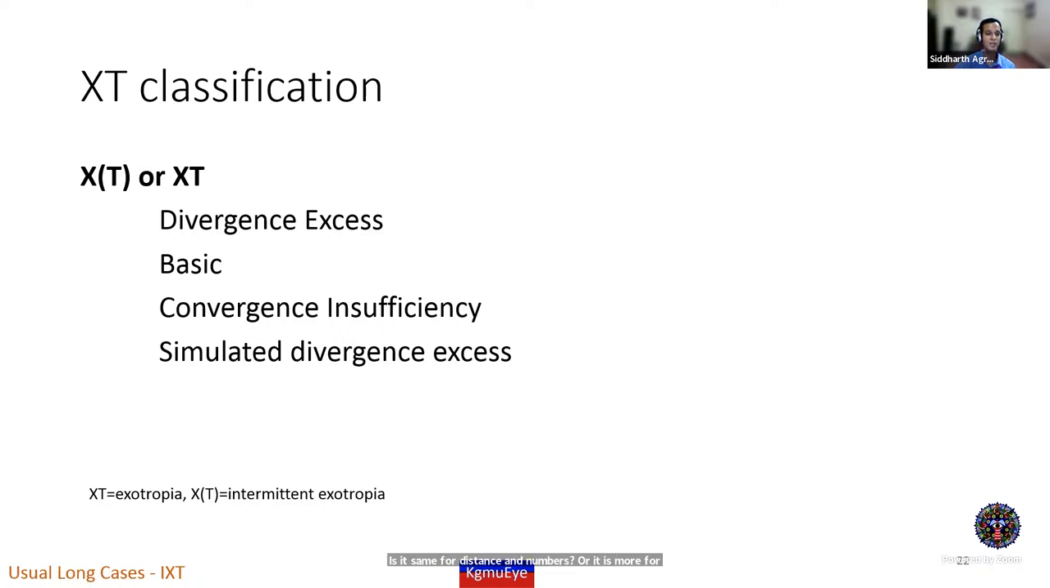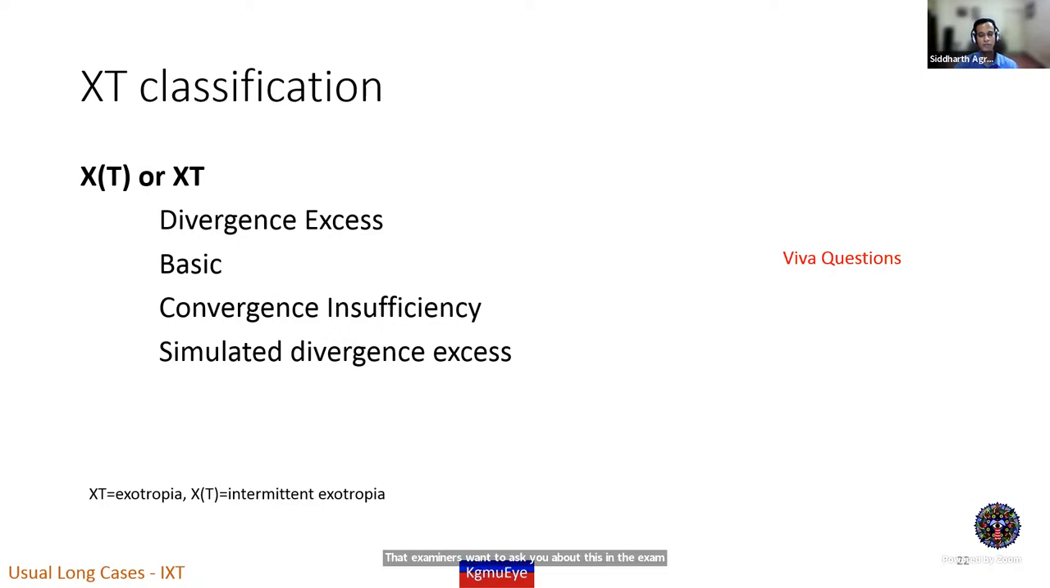A special type here is the simulated divergence excess, where initially the deviation appears more for distance, but once you perform the patch test and eliminate the fusion, you realize that the deviation is equal both for near and distance. So although you may not be able to perform the patch test or exclude or include this in your diagnosis, the examiners want to ask you about this in the exam.